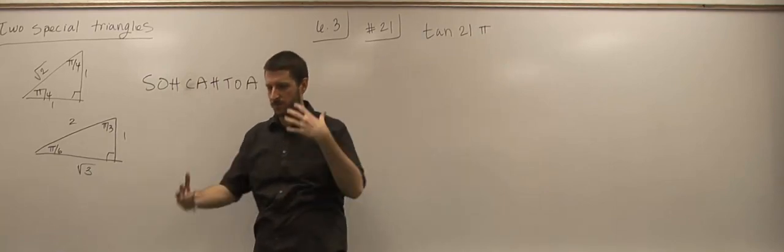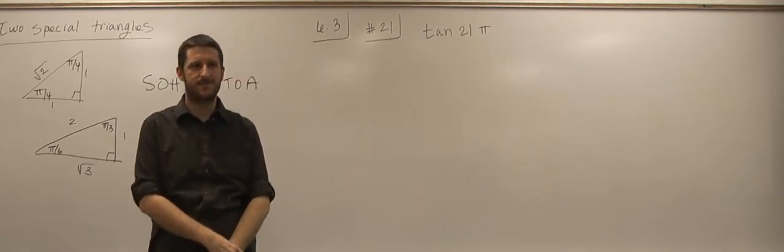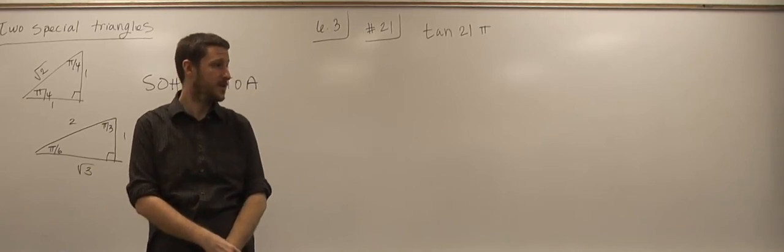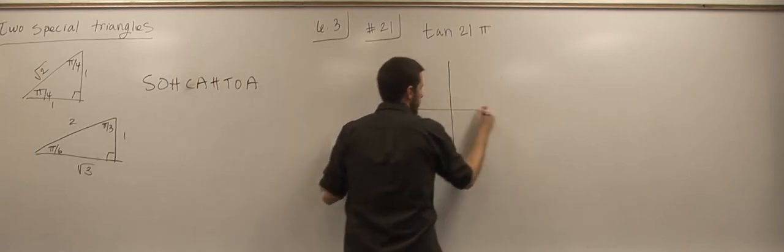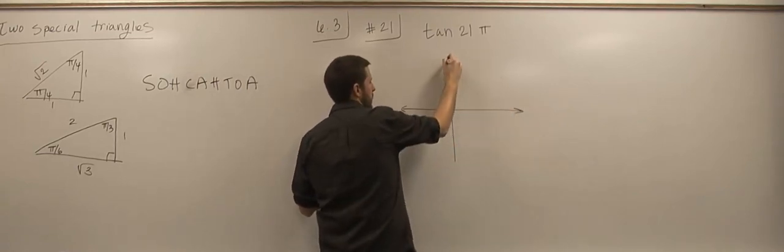Do you remember what the strategy is for something like this? Graph it first, right? So first you have to figure out where this lands. So where does the angle 21 pi land?